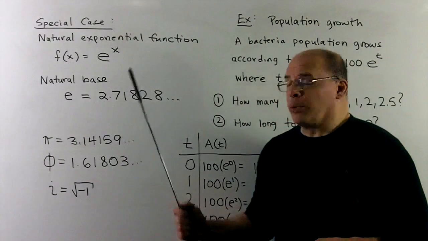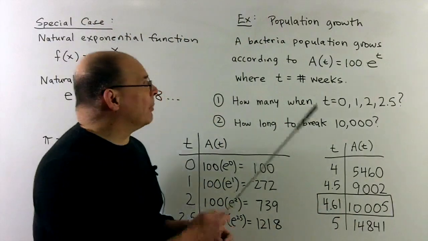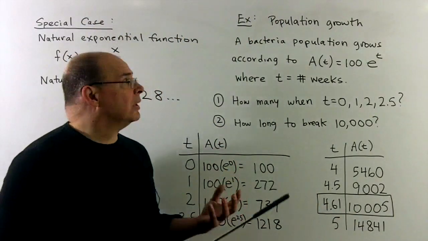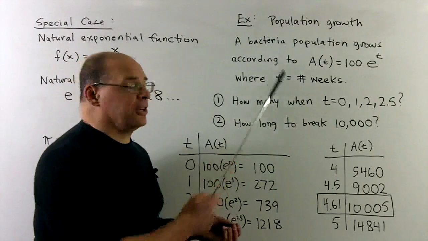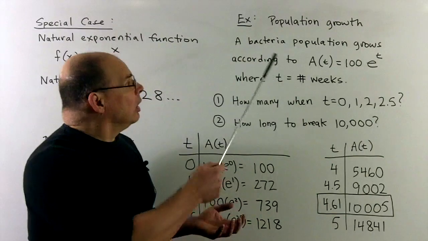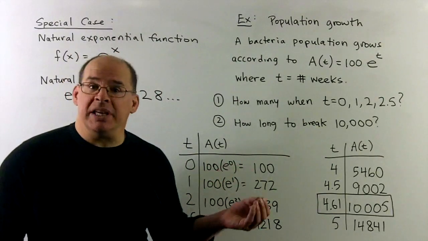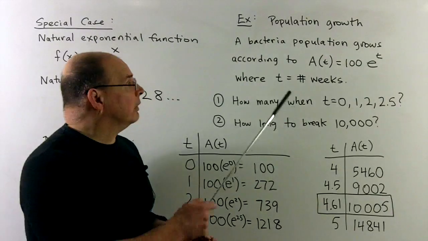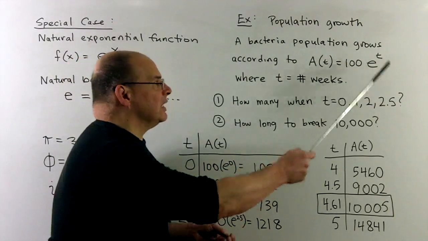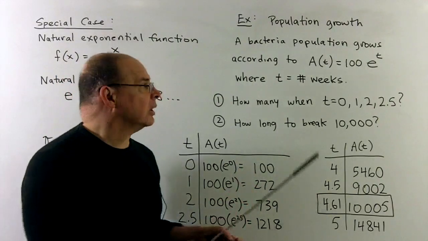Now, for some examples using e to the x, let's try a population growth scenario. So let's suppose we have a bacteria population, okay, a colony, that's going to grow according to the rule 100 e to the t, where t is measuring time in weeks. Okay, and then when we use these exponentials, you might hear the term exponential growth.